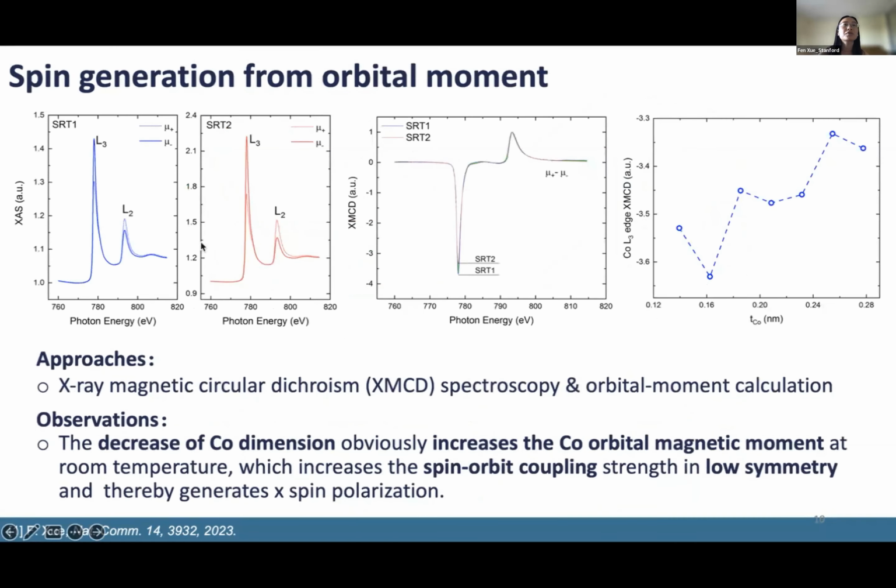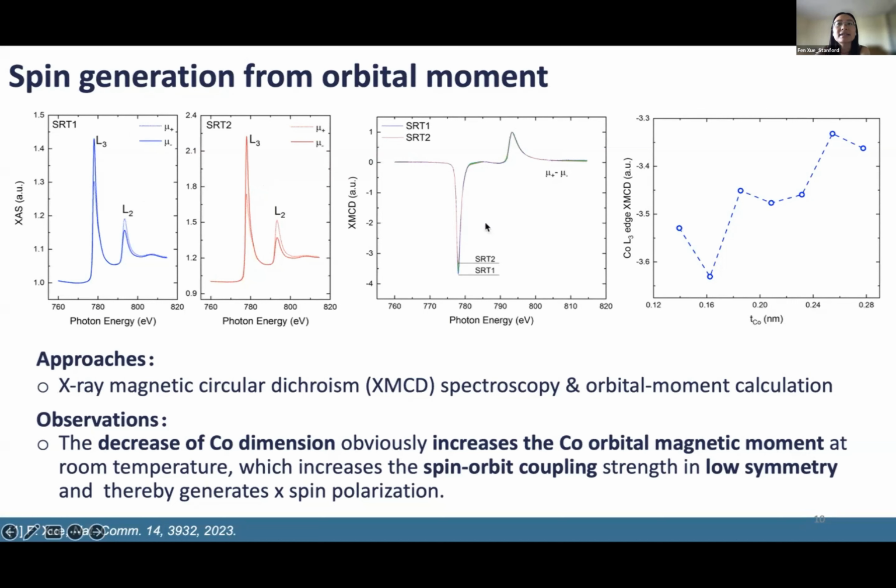If you still remember the 2 data points I mentioned in the first slide of this part, SRT1 and SRT2. SRT1 is the weakly in-plane magnetized ferromagnetic state, and SRT2 is a PMA state. And with the 2 samples, we did the X-ray absorption spectral detection at the cobalt L2 and L3 edge using left and right circularly polarized light in a total electron yield mode.